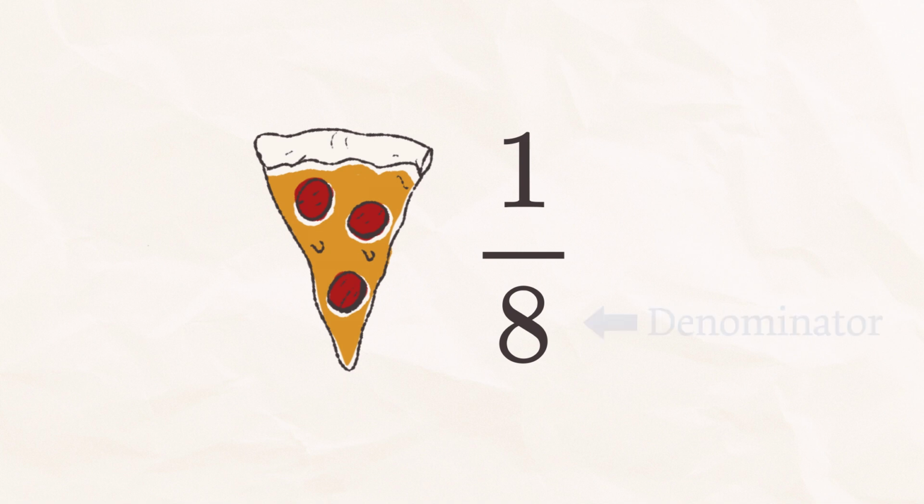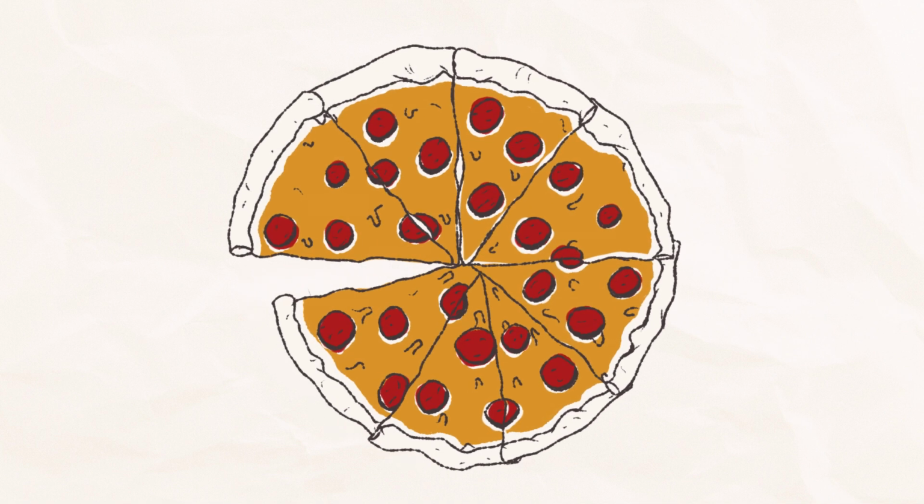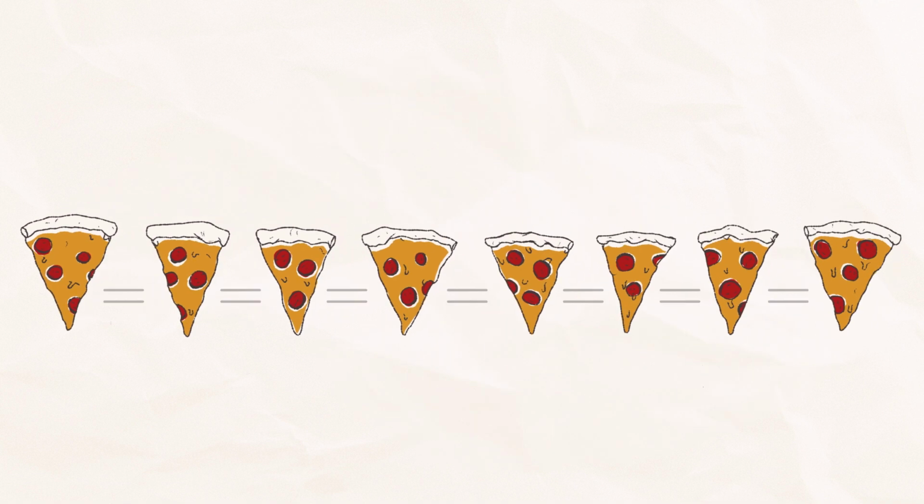The denominator is the number on the bottom of a fraction. It tells us how many equal parts we are dividing the whole into. In this case, the pizza is divided into 8 parts. The top number, the numerator, tells us how many of those parts we are talking about. In this case, we are talking about 1 slice of the pizza, so the numerator is 1. It's important to remember that in a fraction, each part is the same size.